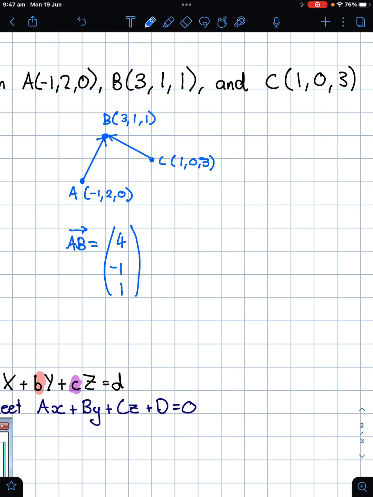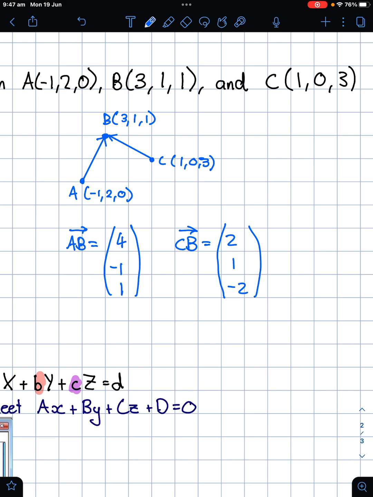Then C to B equals: we go from 1 to 3, so we go up by 2. We go from 0 to 1, so we go up by 1, and 3 to 1, we go down by 2. So I've got 2, 1 and -2.